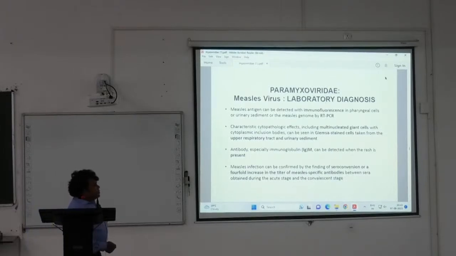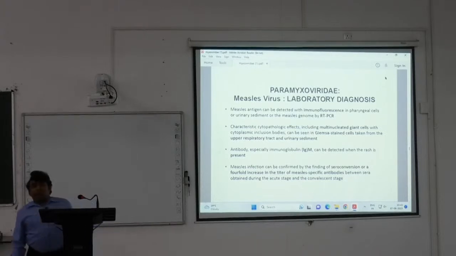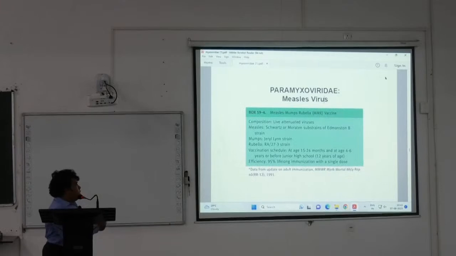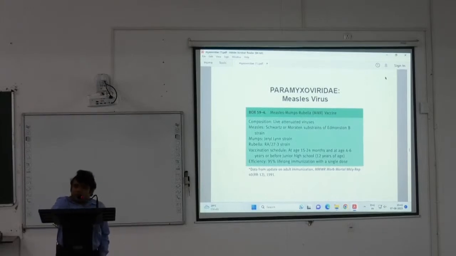Another diagnostic method is Giemsa stain, where multinucleated giant cells can be seen in upper respiratory tract samples and urinary sediment, and you can also detect IgM after the infection. Measles is now a vaccine preventable disease because of the presence of the vaccine. It's a live vaccine given along with mumps and rubella and sometimes with varicella. So either MMR or MMRV vaccine. Vaccination produces lifetime immunity. Because it's a live vaccine, it will produce a febrile illness post-vaccination.